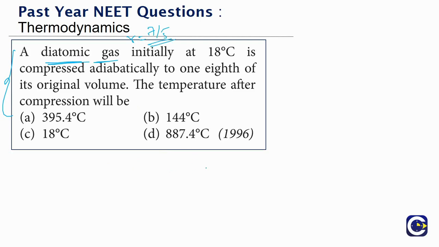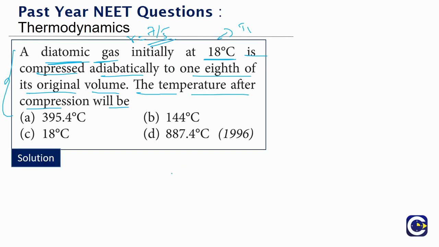A diatomic gas initially at 18 degrees Celsius, this is T1, is compressed adiabatically to 1/8 of the original volume. It is compressed to 1/8 of the original volume. The temperature after the compression, means here we are looking at the relation between the temperature and the volume.